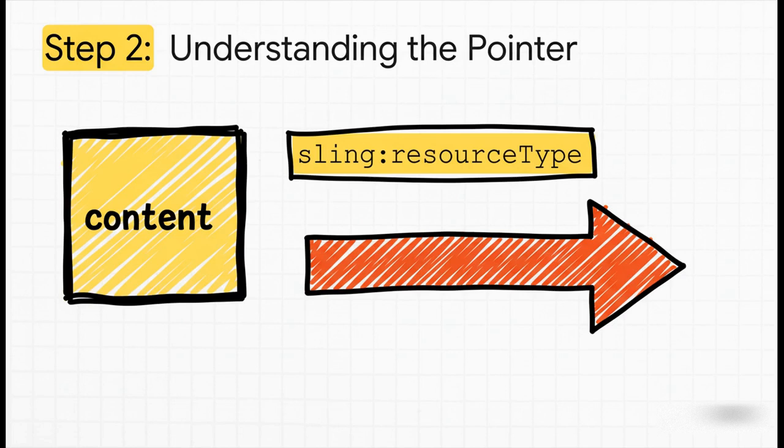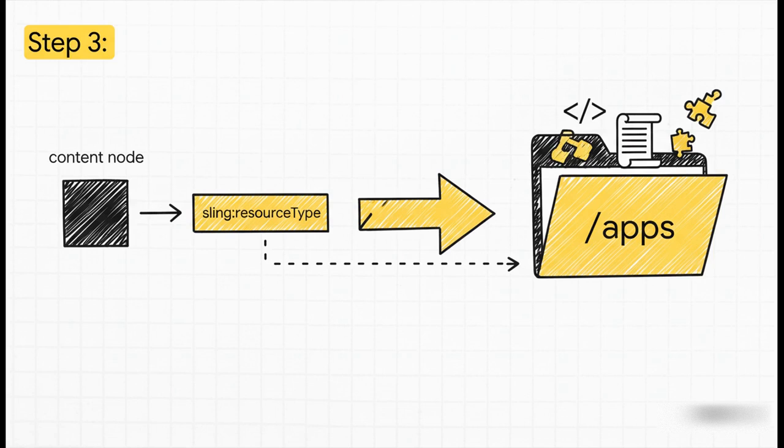Now, this is the really clever bit. This property isn't the code itself. Think of it more like a signpost. It's a pointer that tells Sling, hey, the instructions you're looking for, they're over there. And that's the beautiful connection between your content and your code.